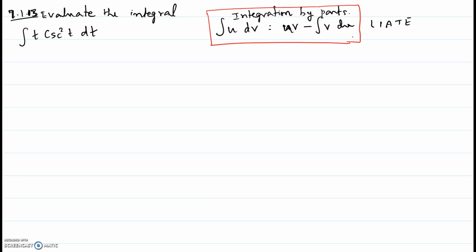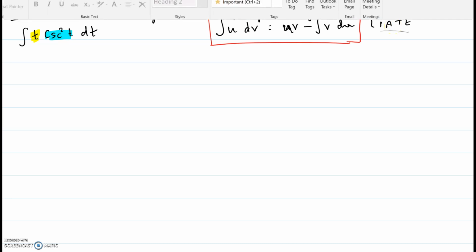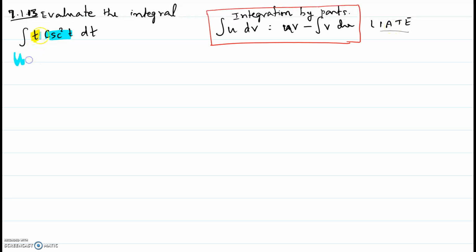When we pick u and dv, we can use the mnemonic LIATE. Here, t stands for algebraic, and cosecant squared t stands for a trigonometric function. In the LIATE rule, A occurs first, T occurs after. So algebraic is the good choice for u. So we will pick u equal to t, and then dv equal to cosecant squared t dt.